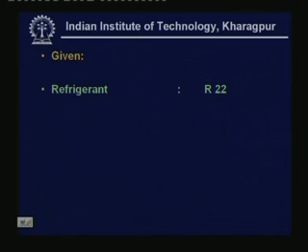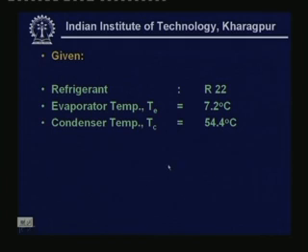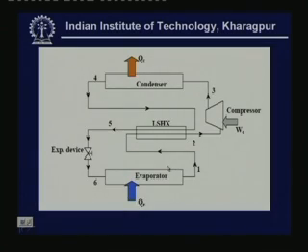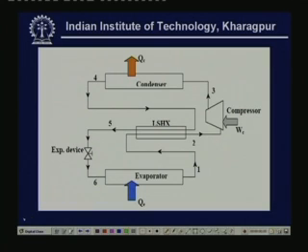So, the given information is like this: refrigerant is R22, evaporator temperature is 7.2 degree centigrade, condenser temperature is 54.4 degree centigrade, and effectiveness of liquid suction heat exchanger is 0.65. So, this is the schematic of the system, as you have already studied. You can see that again you have the 4 basic components: evaporator, compressor, condenser and the expansion device.